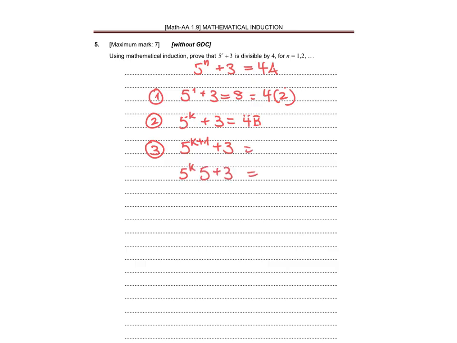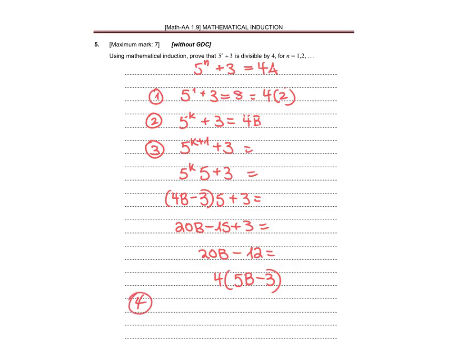5 to the k is 4b minus 3, times 5, plus 3. Distribute: 20b minus 15 plus 3, which is going to be minus 12. We can factor out a 4. 5b minus 3 is divisible by 4. So we've proved it's true for n equals k plus 1. And then don't forget your fourth step.